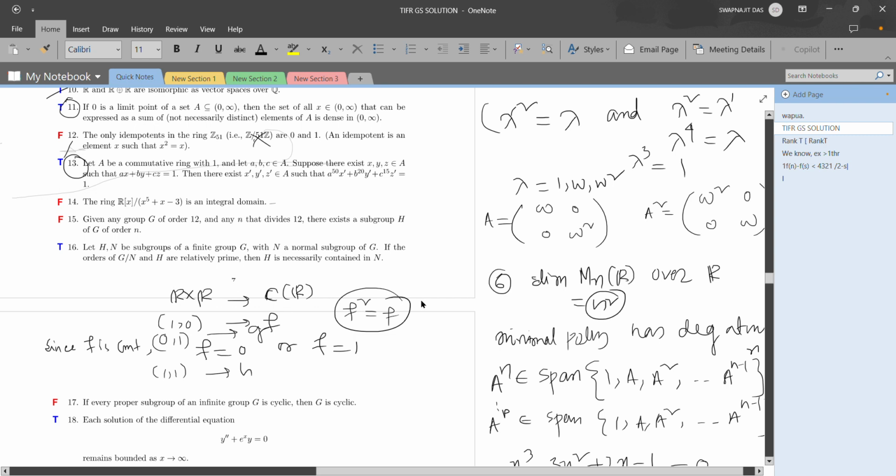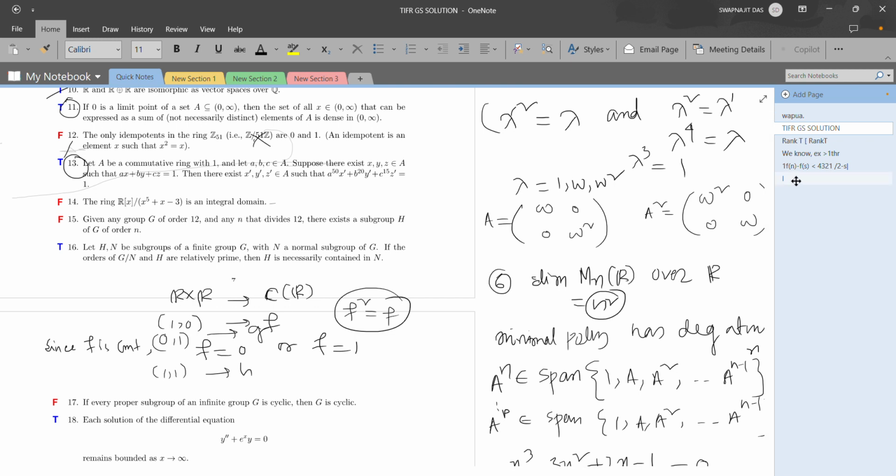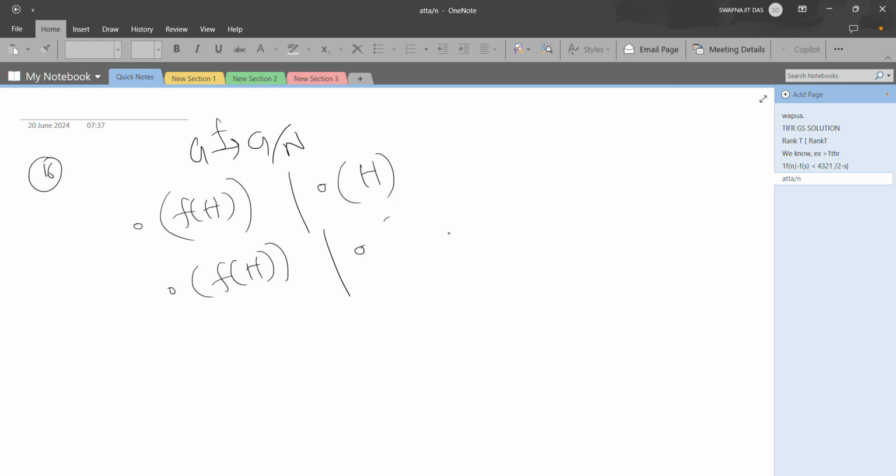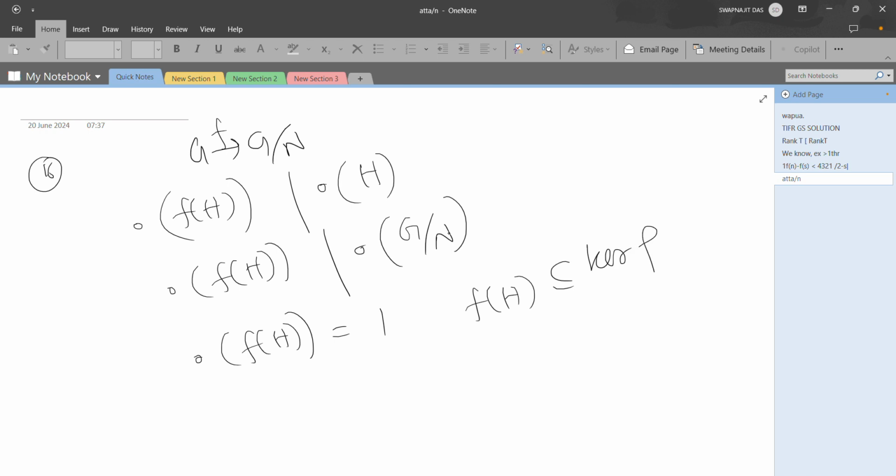Right. So H and N are subgroups of G such that N is a normal subgroup of G. Order of G mod N and H are relatively prime, then H is necessarily contained in N. You just define f from G to G mod N, the natural projection map, and take the image of H. So order of f of H must divide order of H, and order of f of H must divide order of G mod N. Since order of H and order of G mod N are relatively prime, that means order of f of H is 1.